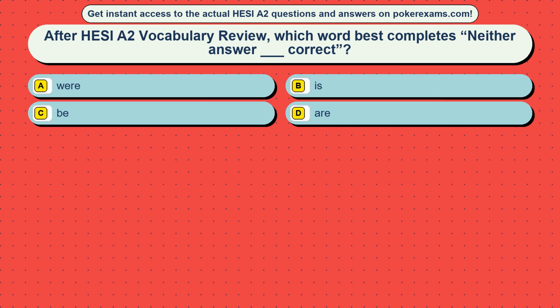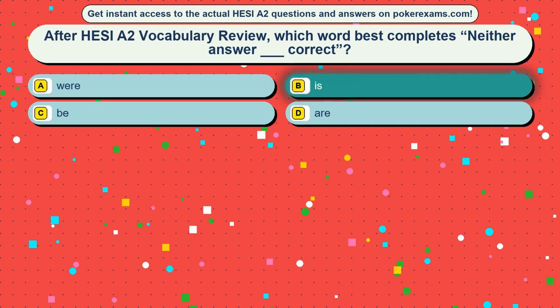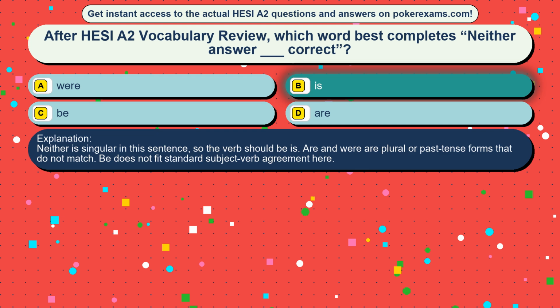Question 46. After HESI A2 vocabulary review, which word best completes the sentence: neither ___ answer correct? Option A, were. Option B, is. Option C, be. Option D, are. The correct answer is option B, is. Neither is singular in this sentence, so the verb should be is. Are and were are plural or past tense forms that do not match. B fits standard subject-verb agreement here.